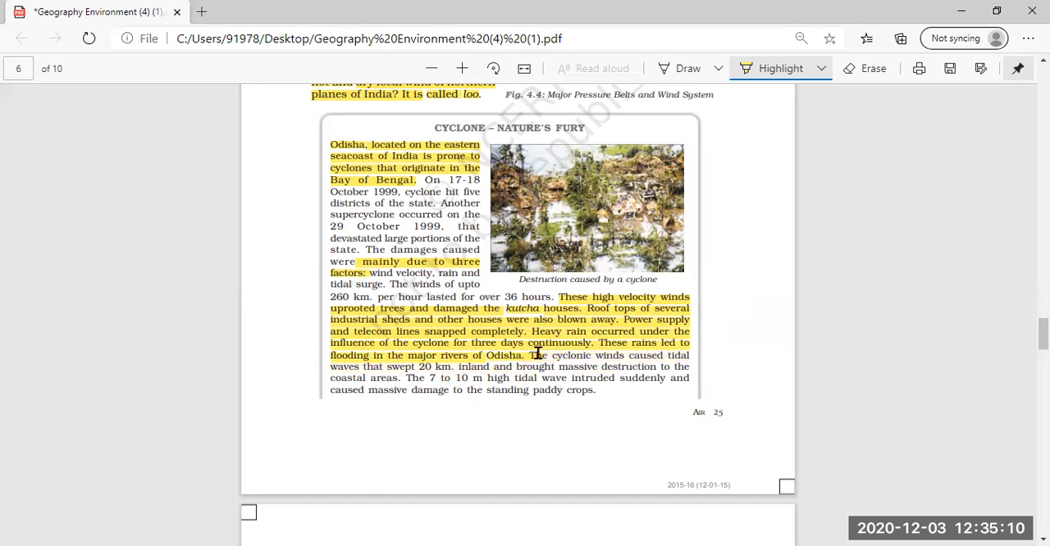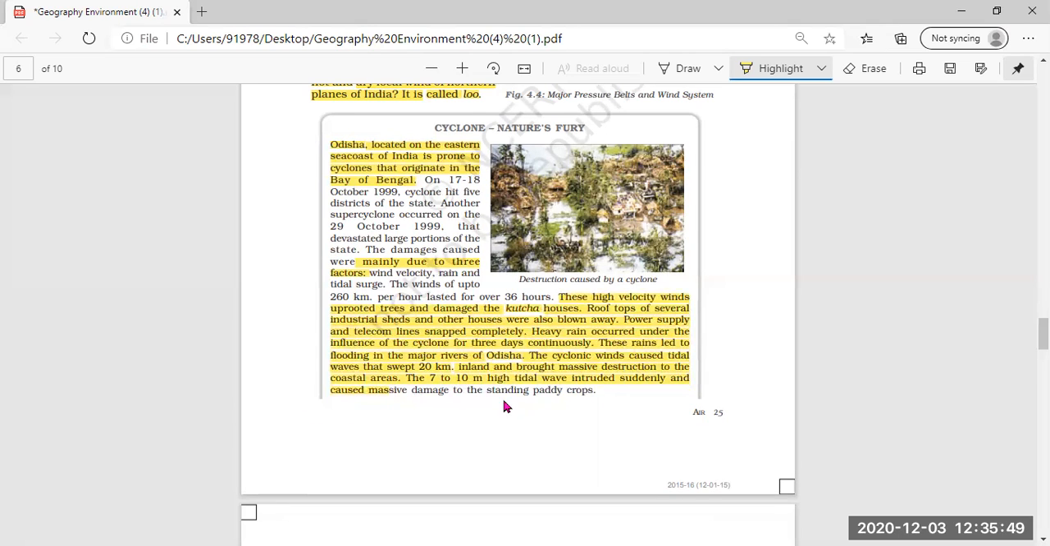Heavy rains occurred under the influence of the cyclone for 3 days continuously. These rains led to the flooding of the major rivers of Odisha. And the cyclone winds caused tidal waves also. Huge tidal waves appeared. This swept 20 kilometers inland and brought massive destruction, a great destruction to the coastal areas, the areas near the sea.